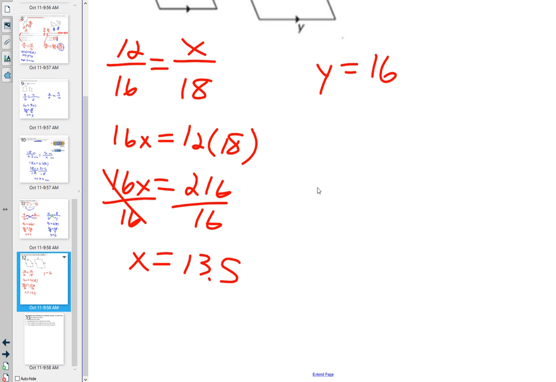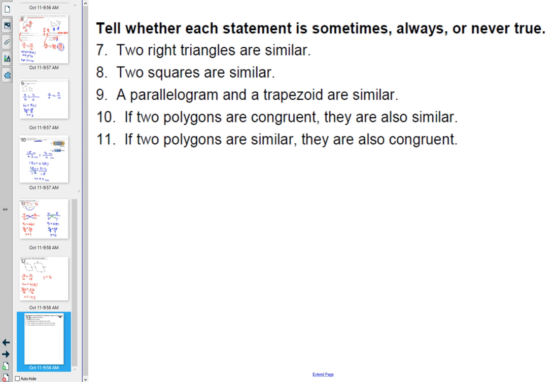Any questions? Last one. These are fun. These are always test questions. These are almost like, well, basically multiple choice. So, two right triangles are similar. Is that always, sometimes, or never true?